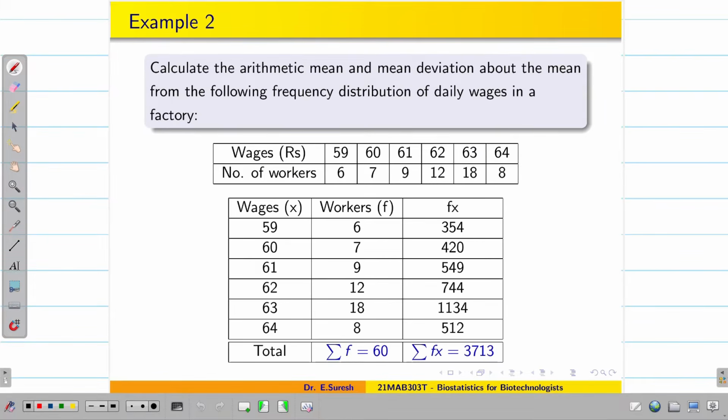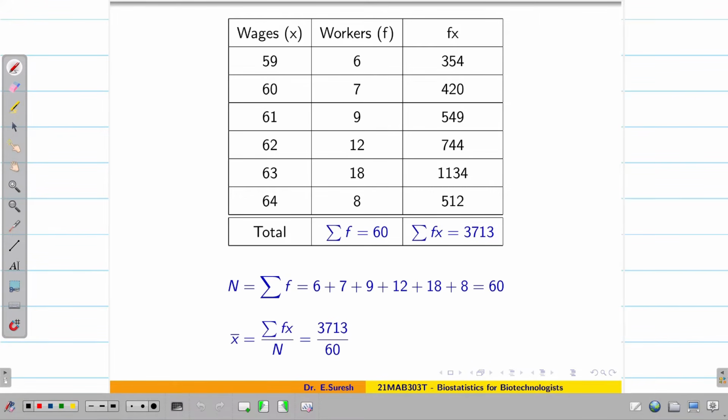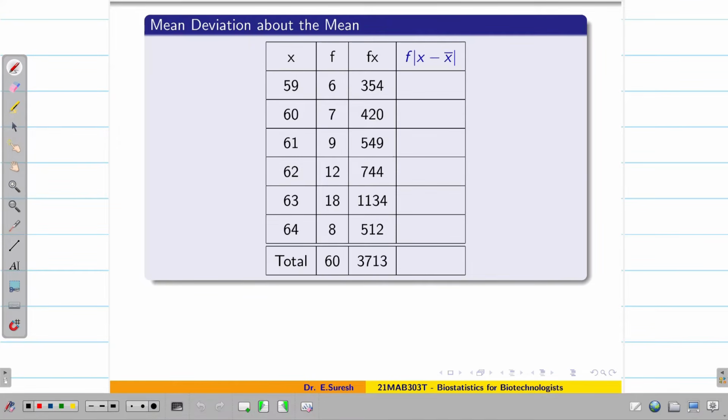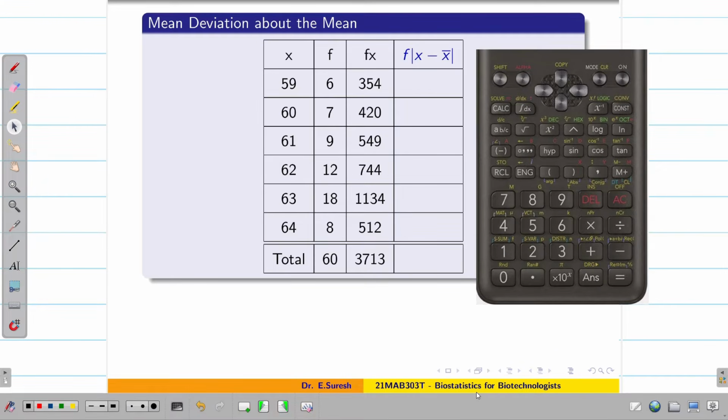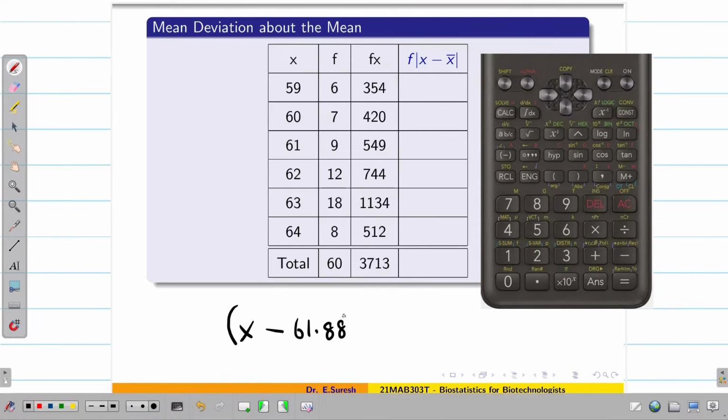So I am just skipping all these things. We first found arithmetic mean, that is 61.88. Now in the same table, we have to find f into modulus of x minus x bar. One small problem in our calculator, there is no modulus operation in this calculator. Maybe in the higher versions they have. So what we have to do, when we write the prompt, simply write x minus, here x bar is 61.88, then f. So when you press calc, it will ask x value and f value.